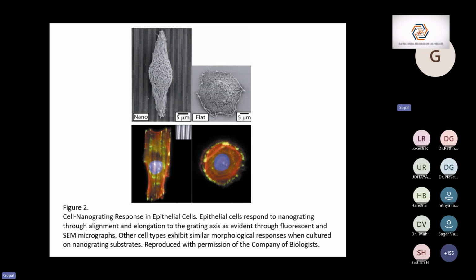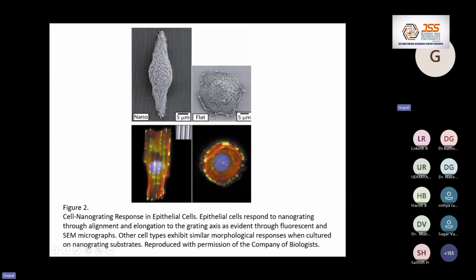Now you see, this is the figure: cell nanograting response in epithelial cells. Epithelial cells respond to nanograting through alignment and elongation to the grating axis, as evident through the fluorescent and SEM microscopes. You can see how the cell is in the grating structure. It aligns with that.